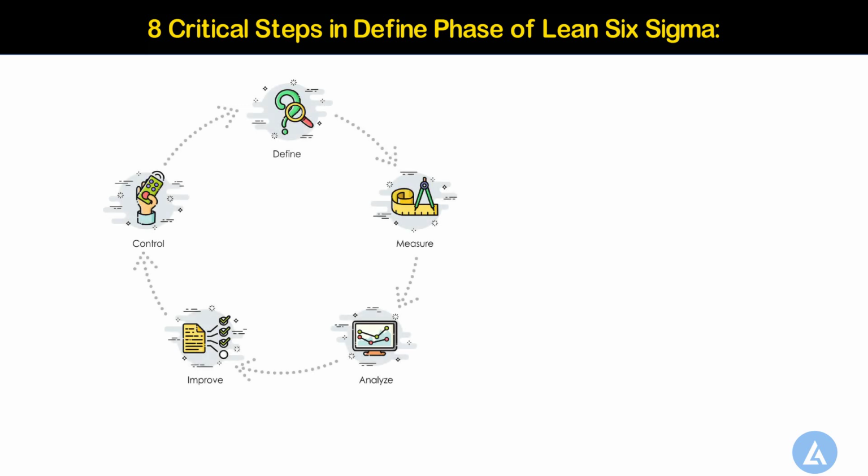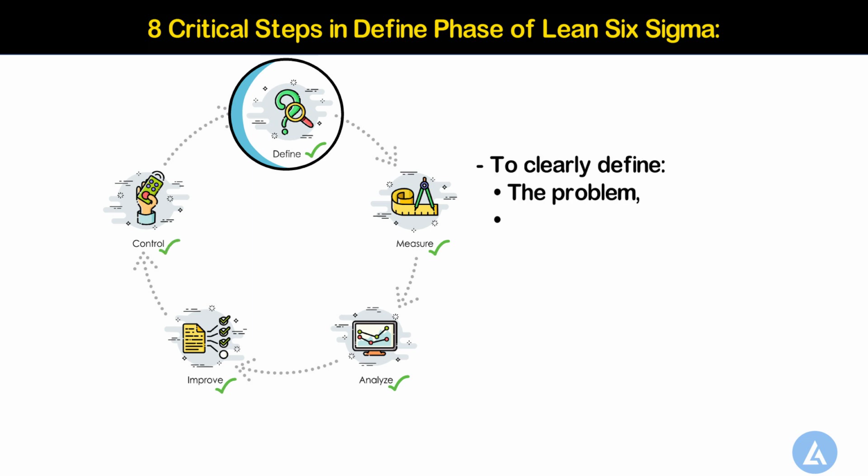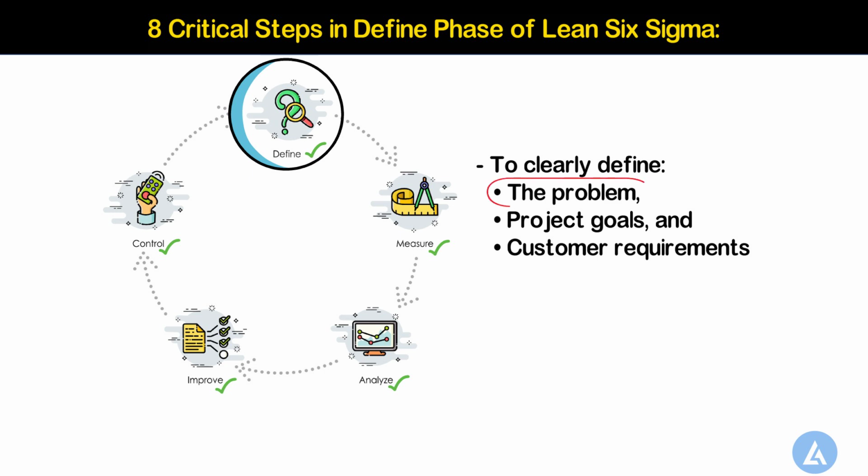The define phase is the first step in the DMAIC methodology in the Lean Six Sigma approach. DMAIC stands for Define, Measure, Analyze, Improve, and Control. Its purpose is to clearly define the problem, project goals, and customer requirements. In other words, we are going to define the practical problem that we want to solve by using the Lean Six Sigma approach. Here are the critical steps in the define phase.